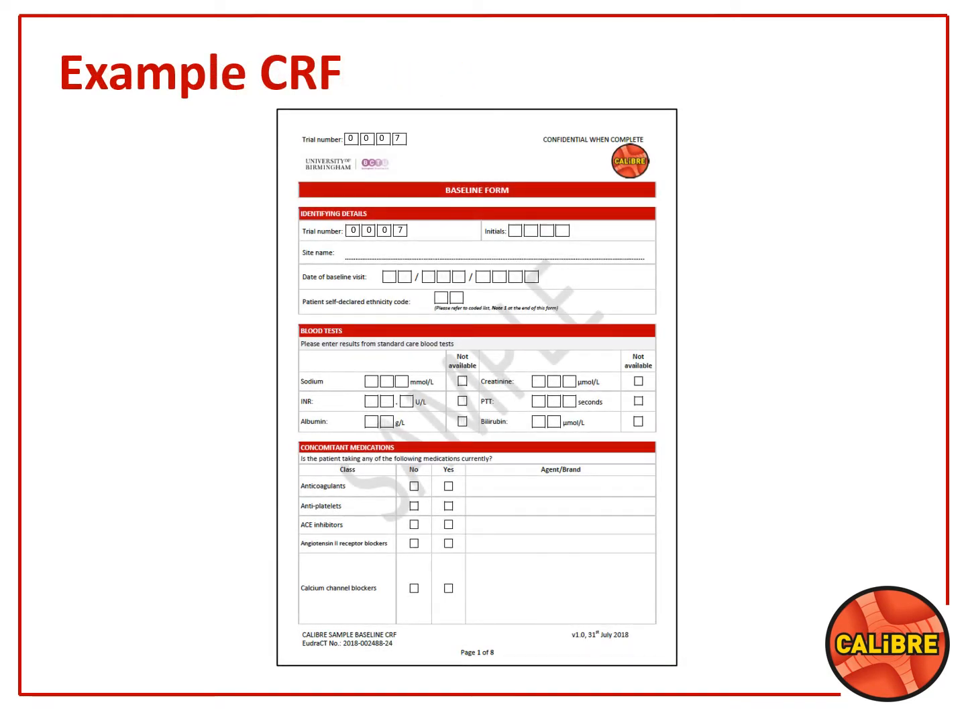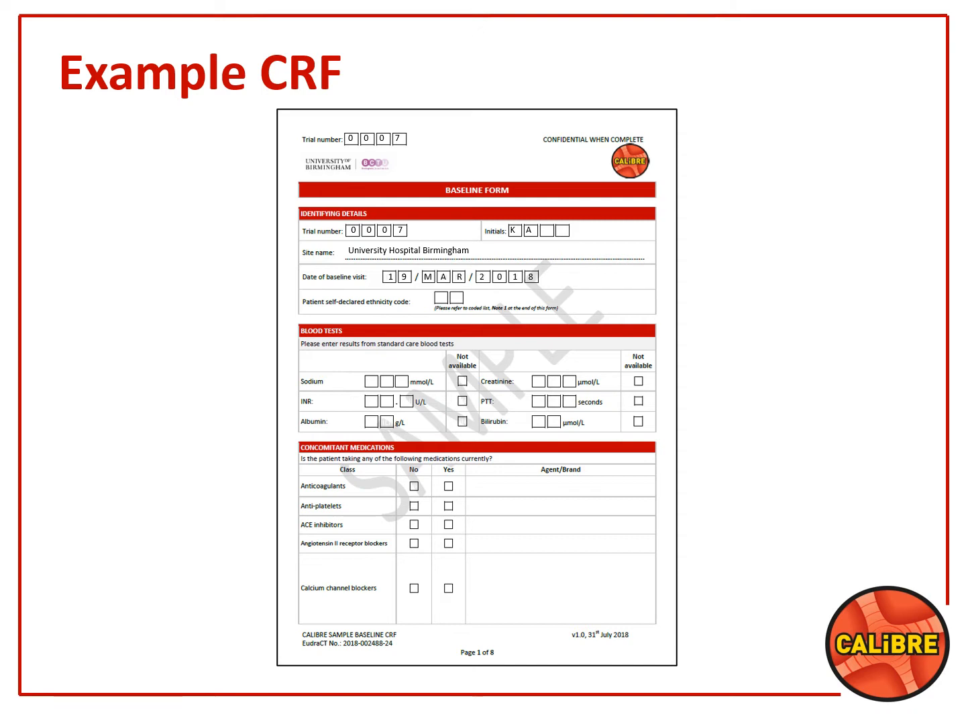This is just an example of a CRF. So please, on the top left, there's a trial number. Obviously, since publication of this presentation, this CRF has been updated. The versions have been updated. So this is just merely an example. The trial number should be on there. Please put the trial number on each page. The trial number, initials, site name, for instance, the date of the baseline visit, for instance.